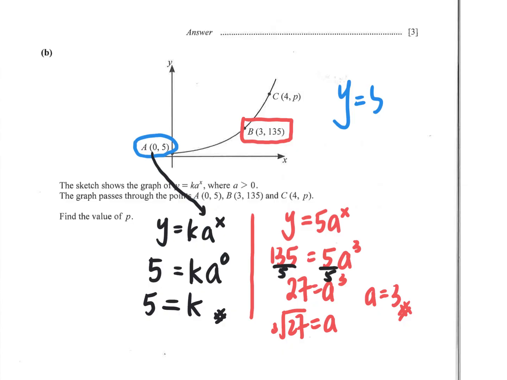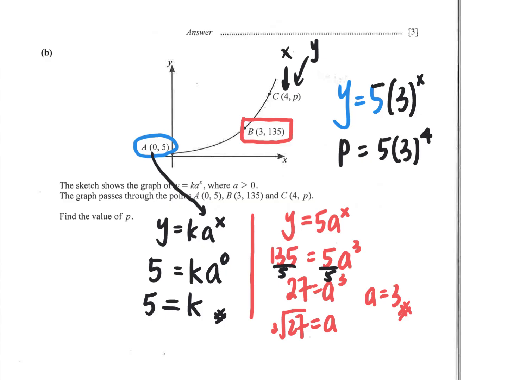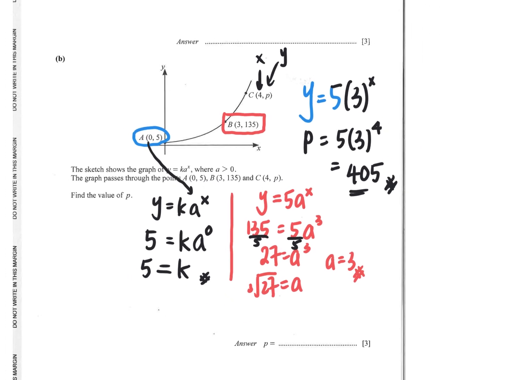Okay, so once you know the k, once you know the a, sub in. So I sub in my k, I sub in my 3. Then they say now x is 4 and y is p. Just follow the instruction. They give you marks, every time don't want to take. So press calculator only. 5 times 3 to the power of 4. Answer is 405. You see like that, 3 marks, you know.